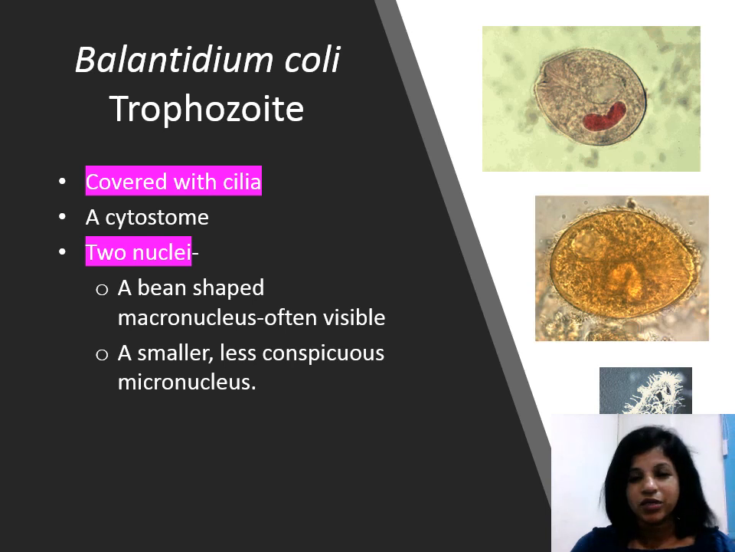So when you see cilia and the sample is from a human, it points to Balantidium coli, even when you don't know the other structures. But you could see the cilia right around the structure, and generally it has two nuclei, which are also seen. One nucleus is the macronucleus, the bigger one, which is bean shaped, and the small one is the micronucleus. And the cytostome is like a mouth opening for engulfing food. So that was Balantidium coli.